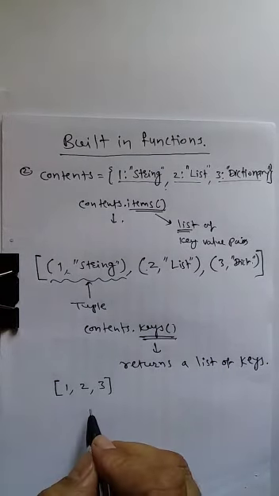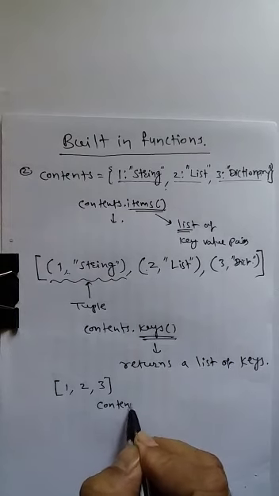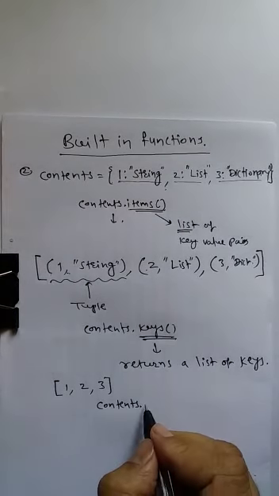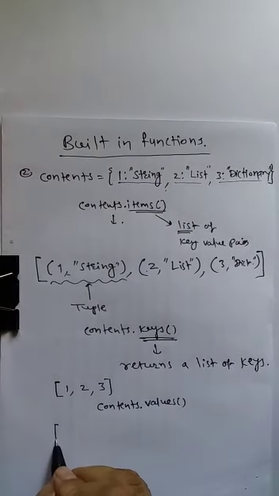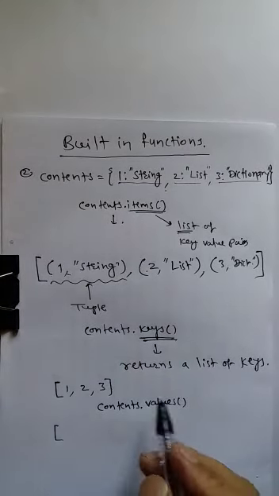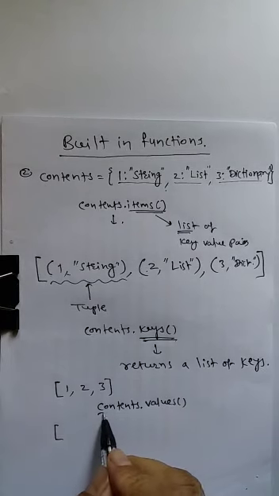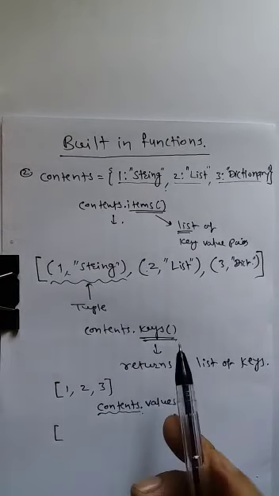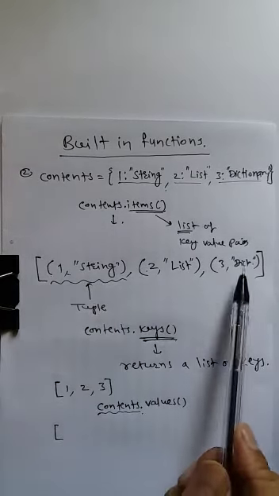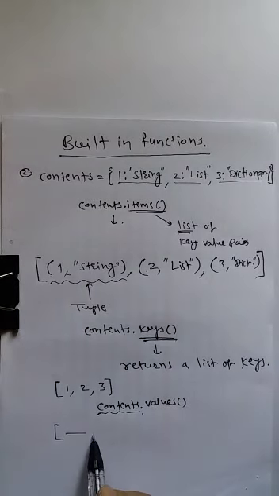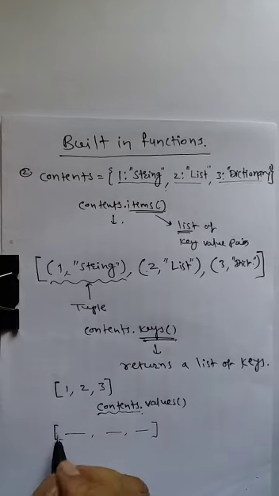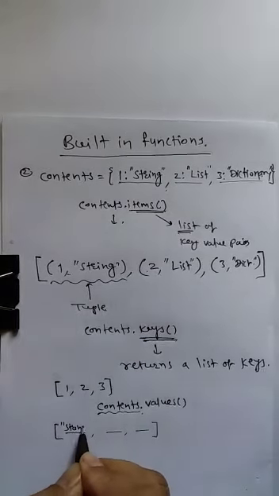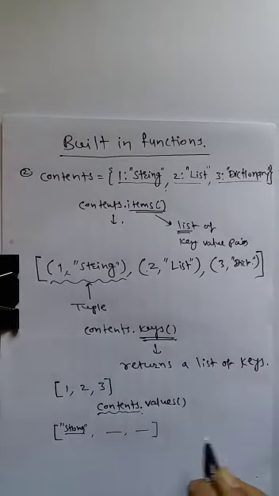Like that we have another function which works on this dictionary, values. Now what will this return? The values in the dictionary. Our dictionary is named contents and the values are string, list and dictionary. So a comma separated list of values will be returned. It will contain the values string, list and dictionary.